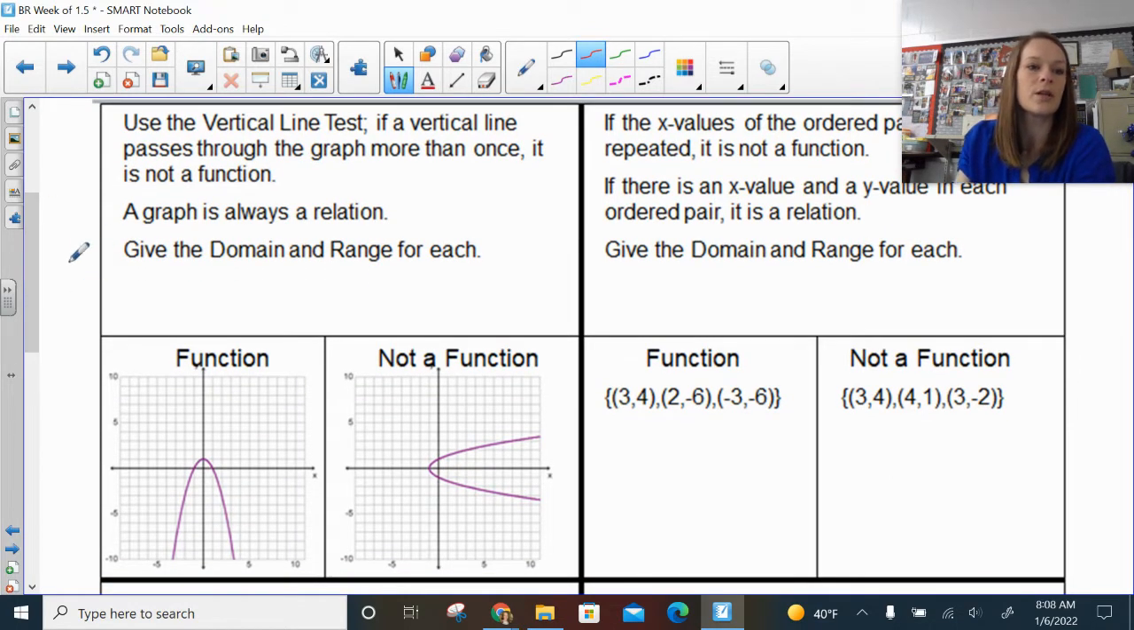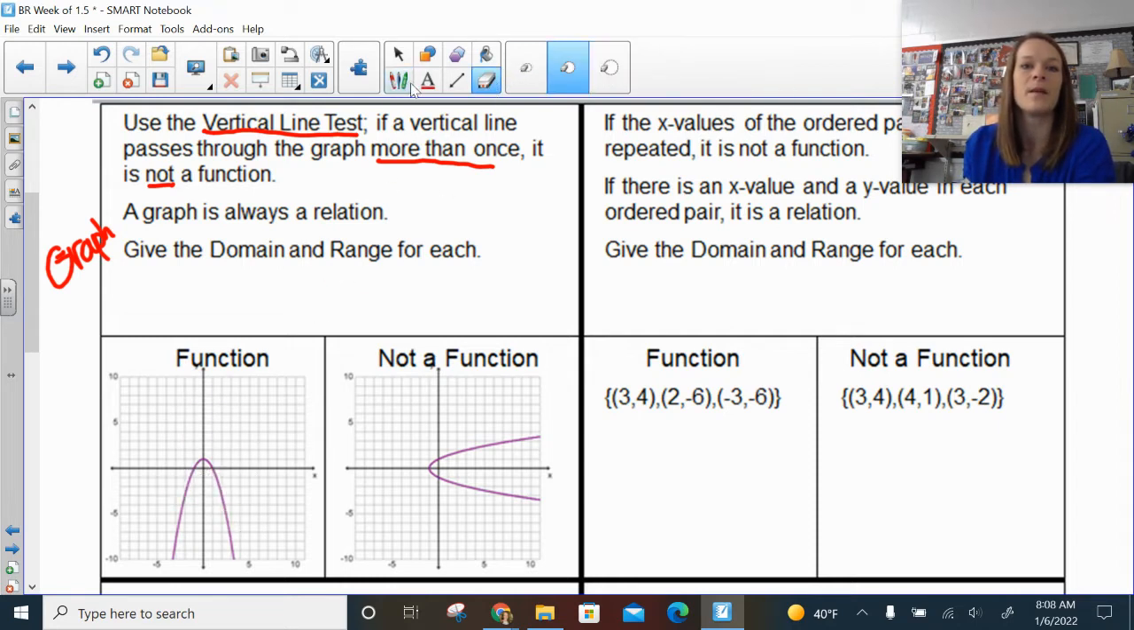The first thing that we're going to look at will be your graphs. To determine if a graph is a function, you will do what we call the vertical line test. If a vertical line passes through the graph more than one time, then it is not a function. So down here, if I draw a vertical line, it only passes the graph one time. If I draw another vertical line, it only passes the graph one time. So that makes that one a function. But on this one, if I draw a vertical line, it passes the graph two times, and that's what makes it not a function.